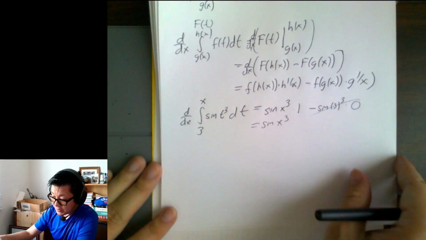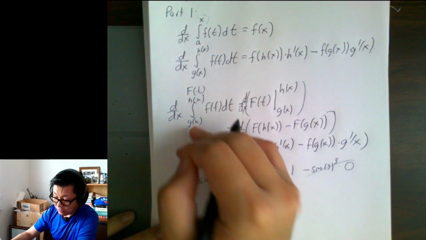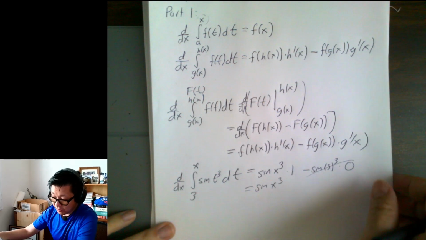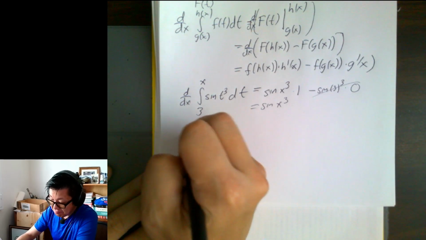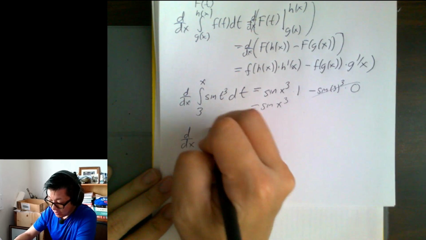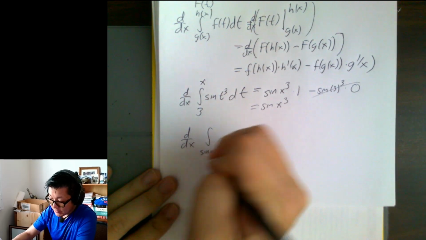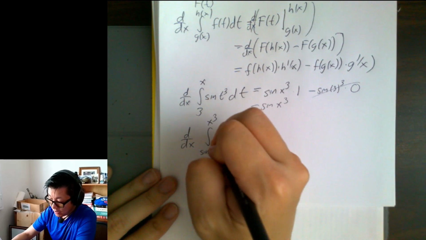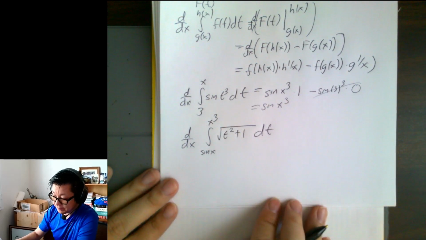Again, I could have used the simplified version up here. However, I do want you to, in general, always think in terms of the general case. A more complicated example, say the derivative of going from, let's say, sine x to x cubed of the square root of t squared plus 1 dt.